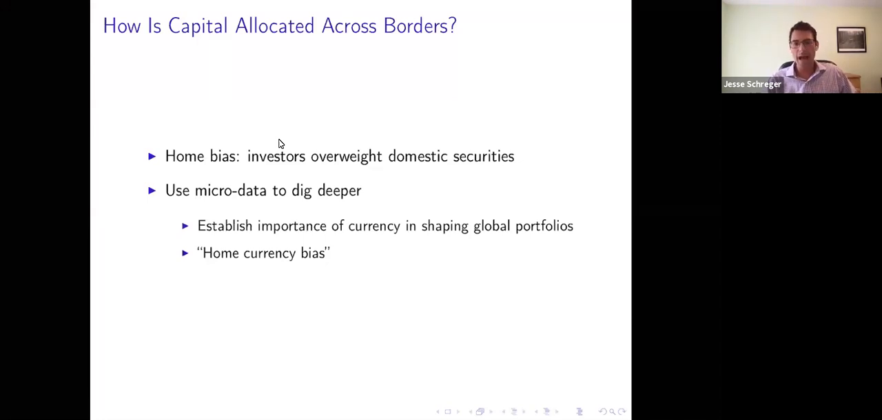Matteo alluded to this idea in his introductory session that one of the most prominent patterns in international macro and international portfolio allocation is this idea of home bias, that investors are overweight their domestic securities. So beginning with French and Poterba and an enormous literature, it's really been about trying to understand why investors are so overweight their own equities.